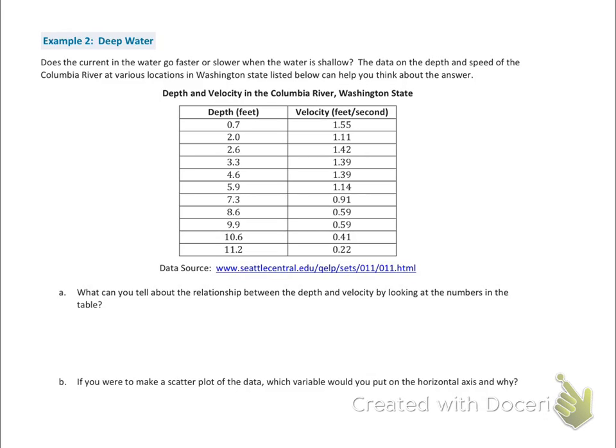What can you tell about the relationship as depth increases?